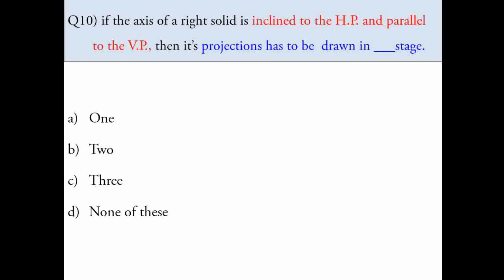Here the condition given is that the axis of the solid is inclined to the HP and parallel to the VP. The condition we have to remember is that only one inclination is given, meaning that with one plane an inclination is given, and with the other plane the axis of the object is parallel. If only one inclination is given, then we always solve that numerical, or draw the projections of that object, in two stages.